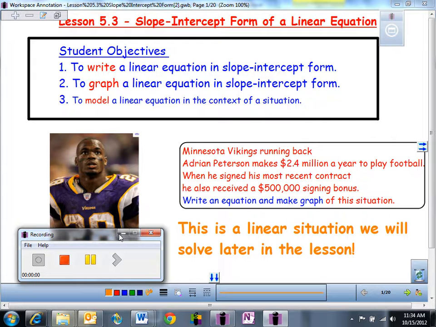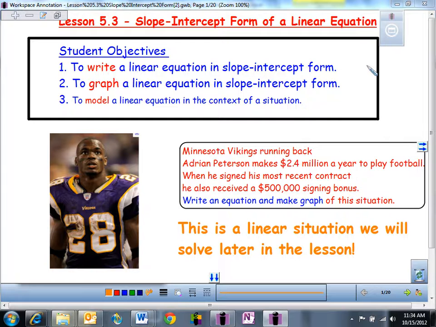Lesson 5.3 is titled Slope-Intercept Form of a Linear Equation. So our goals today are to write in slope-intercept form. So here's an example of what we might see.